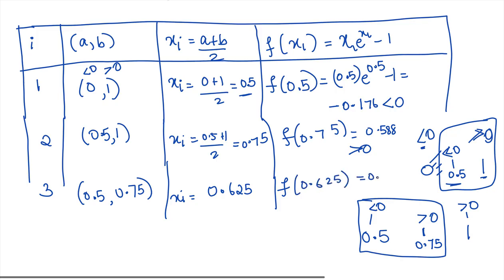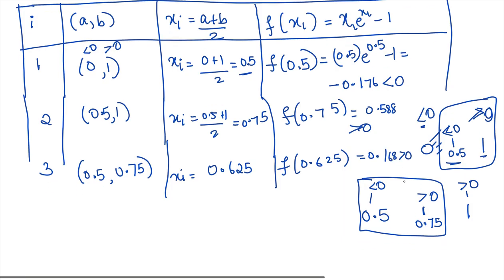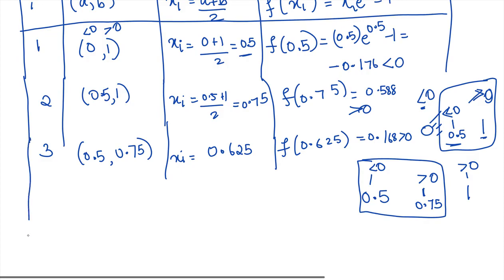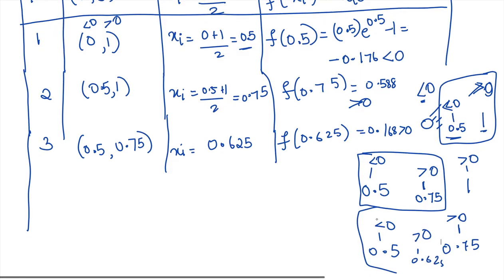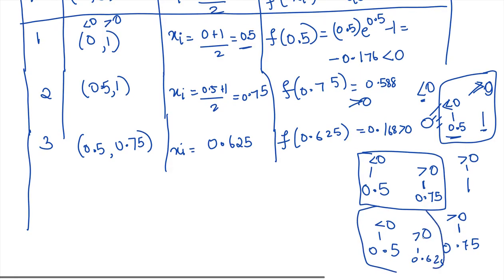0.625 is 0.168, which is again greater than 0. So now, in the same way, we have 0.5, it gives us less than 0. Next, what do we have? 0.75, it is giving us greater than 0, and the middle number 0.625 is also giving us greater than 0. So we would take this interval because we need one which is less than 0 and the other one which is greater than 0, right?